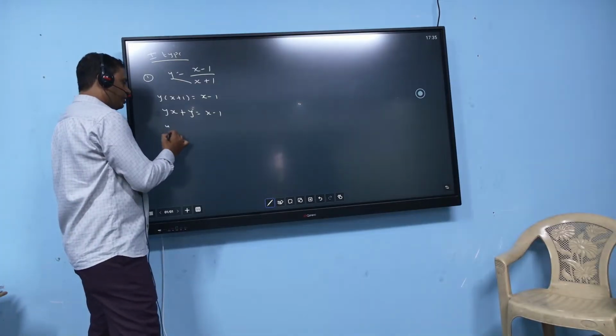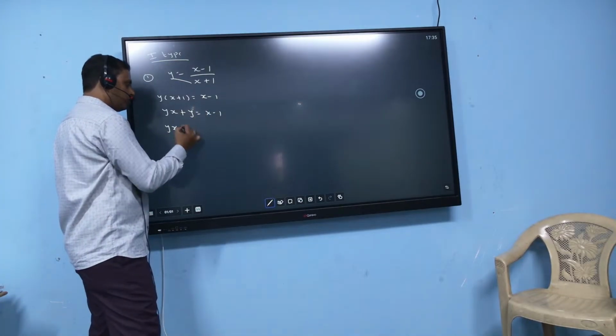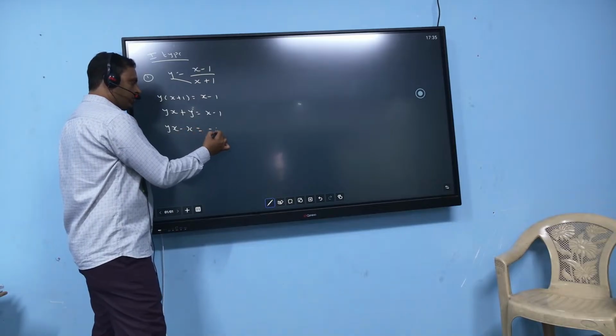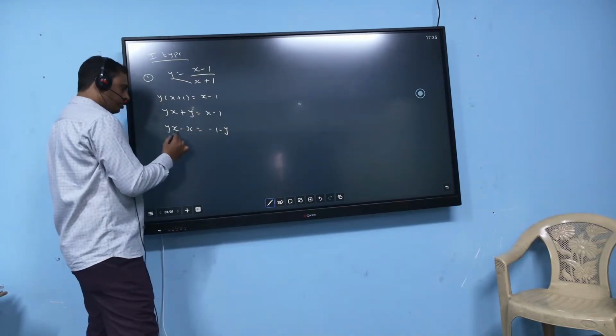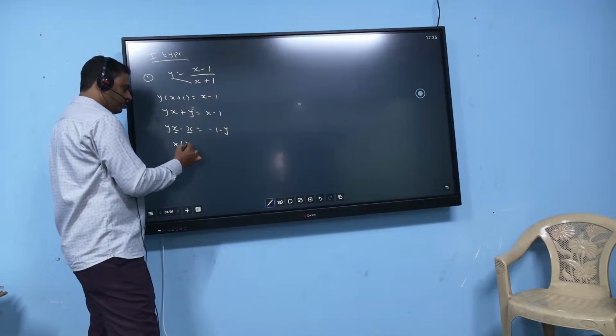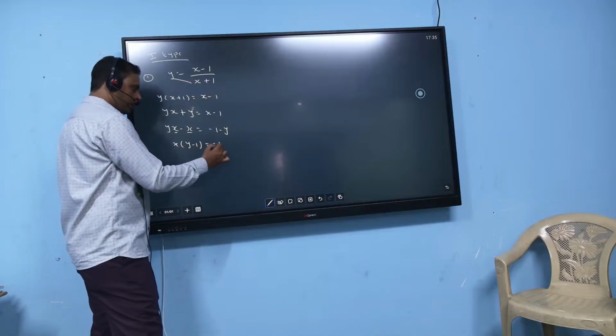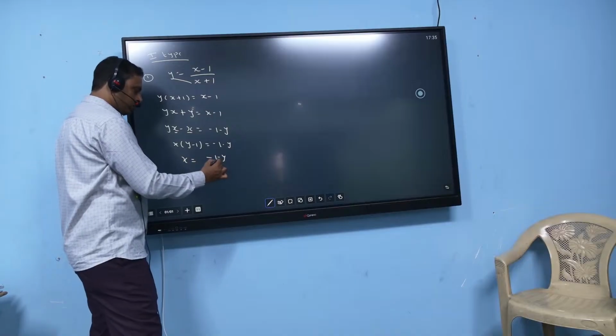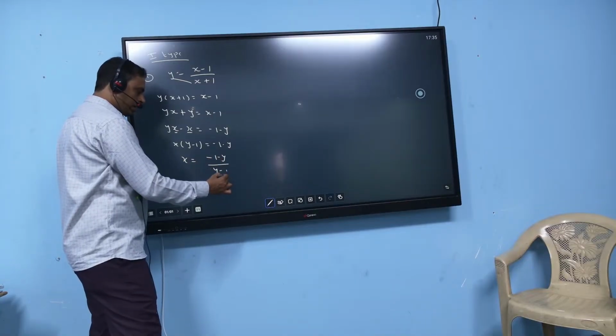To find that, I will shift this x to this side. So what will we get? Minus 1 minus y. Take x common: y minus 1 is equal to minus 1 minus y. So x is equal to minus 1 minus y divided by y minus 1.